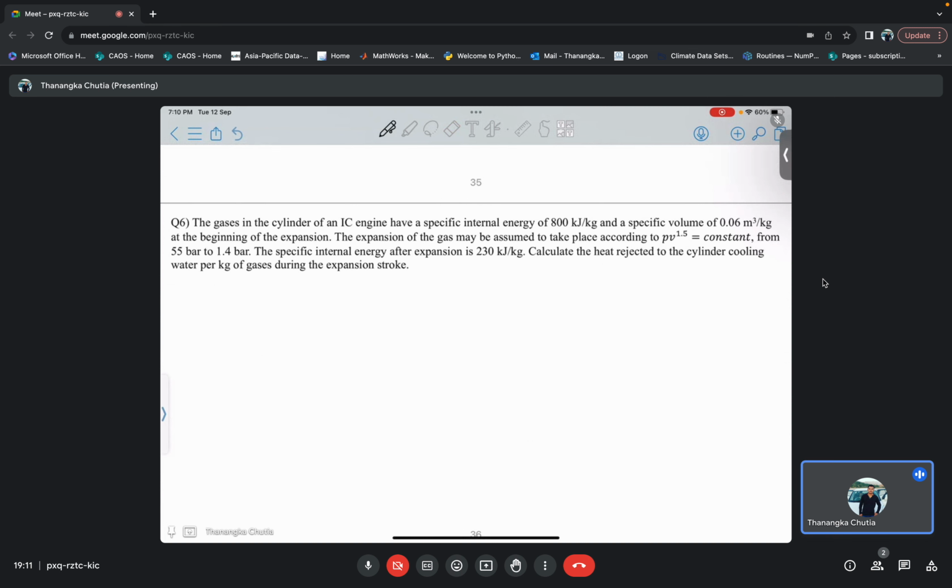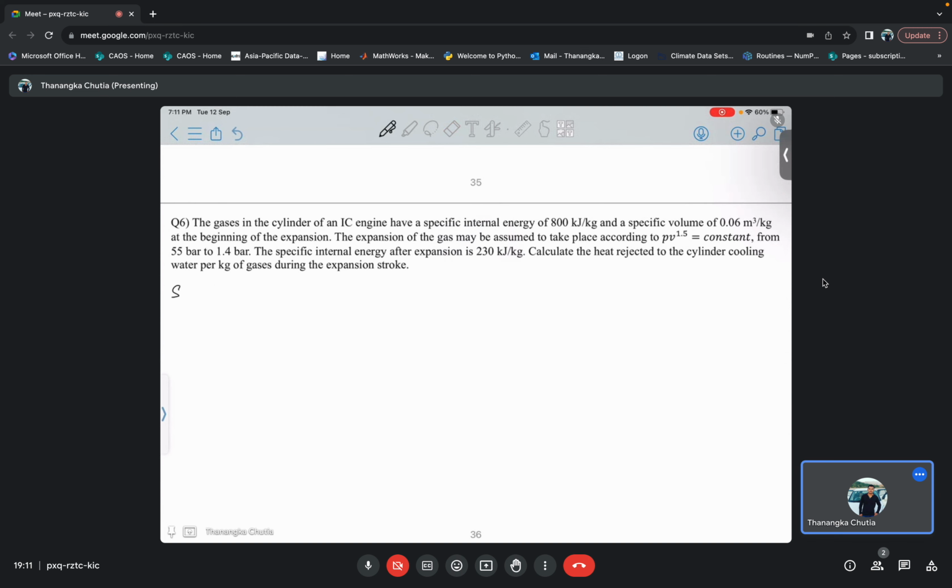The gases in the cylinder of an IC engine have a specific internal energy of 800 kilojoule per kg and a specific volume of 0.06 meter cube per kg at the beginning of the expansion. The expansion of the gas may be assumed to take place according to PV to the power 1.5 equals constant from 55 bar to 1.4 bar. The specific internal energy after the expansion is 230 kilojoule per kg. Calculate the heat rejected to the cylinder cooling water.